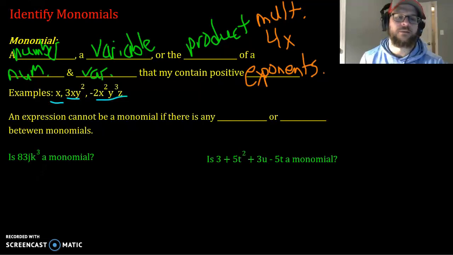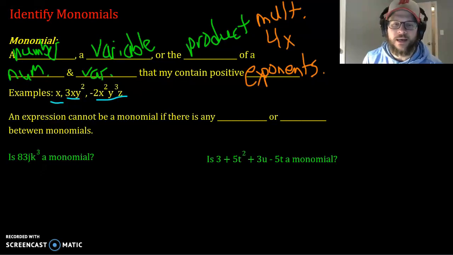Negative 2x squared, y to the third, and z. This entire thing is also a monomial. Now your coefficient, the number in front right here, could contain a negative. That has nothing to do with making it not a monomial. Your x squared right here is being multiplied. Still multiplication, product. That's a monomial. Y to the third power, positive exponent, being multiplied. Same thing. These are all different examples of monomials.